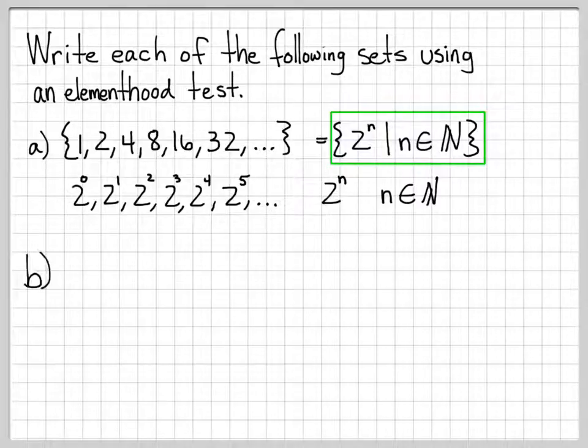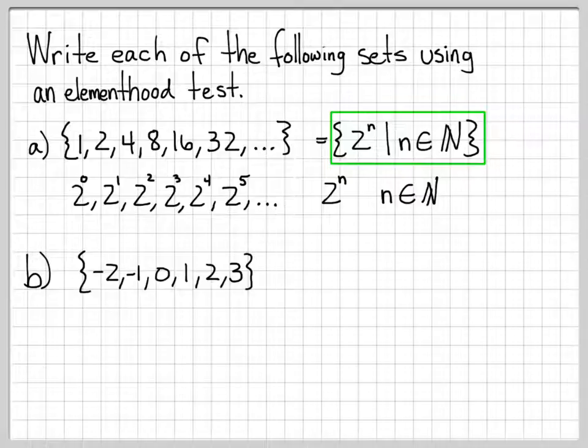So there's one example. Let's do another one. Part B, we're given -2, -1, 0, 1, 2, and 3. So this one in some ways is a little simpler. It's a finite list. We don't have to go on forever. And this isn't too hard to do. There's actually a very easy way to do this. We see that this is just a set of integers, right? -2, -1, 0, 1, 2, 3, those are all integers.